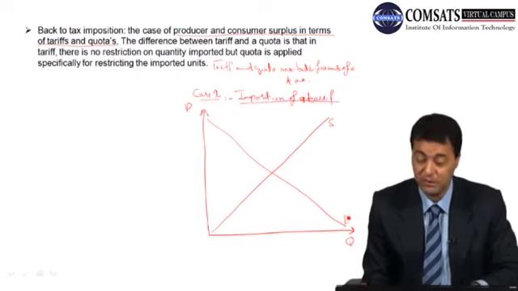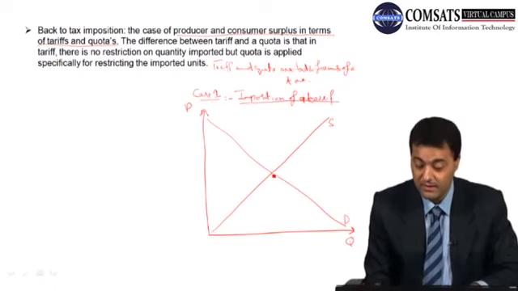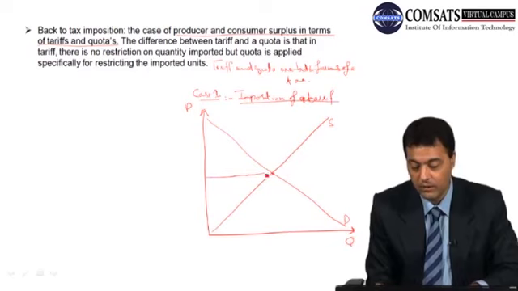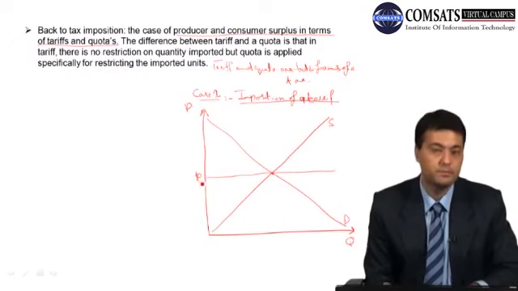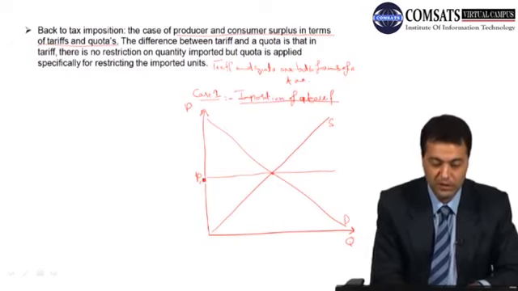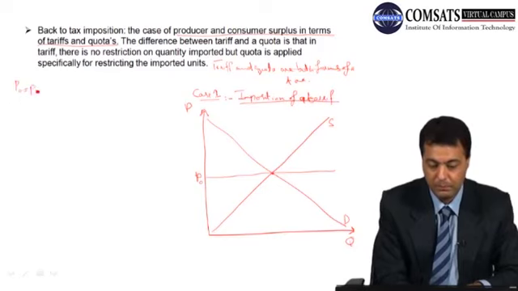This is turning out to be a good picture. I'm getting used to this stuff now. This is the equilibrium point where there is this price P naught. Now this price P naught, price without trade.